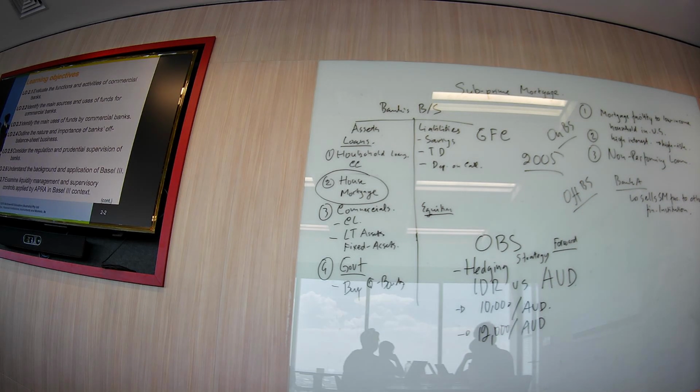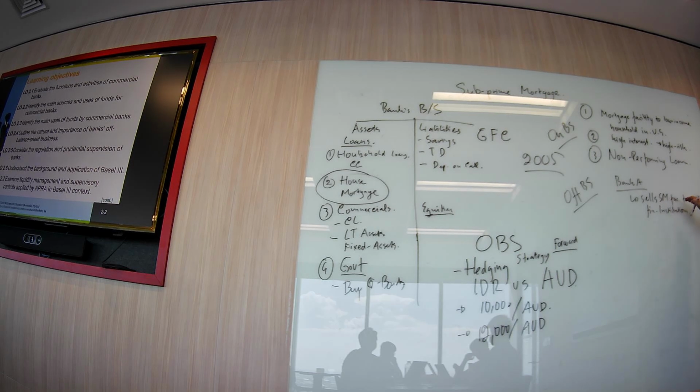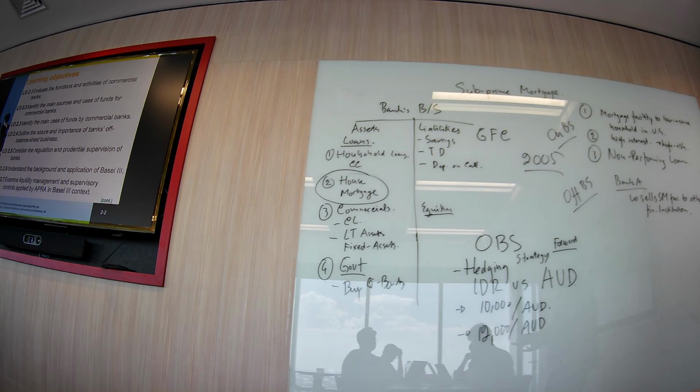So what banks did in the U.S. is this off balance sheet activity. They sell subprime mortgages to other financial institutions. So why do other financial institutions want to buy them? Because the interest is so high. The U.S. interest rate is quite low, it's 3%, and then the subprime mortgage could offer 8 to 10%. Wow.